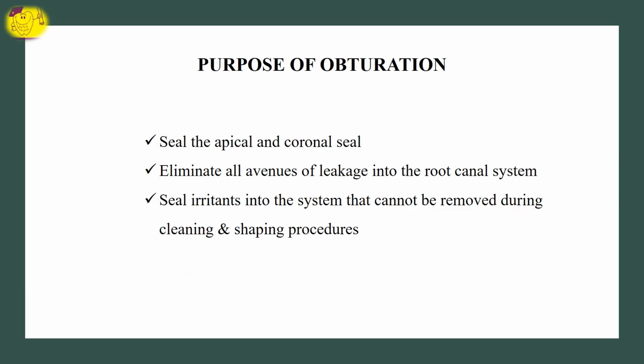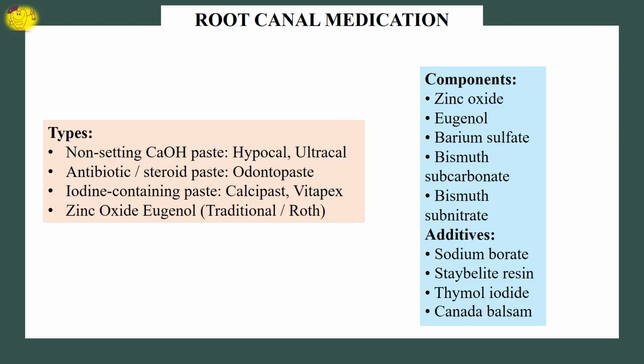Let's see the purpose of obturation. Number 1 is to seal the apex and the coronal part of the canal, eliminate all the avenues of leakage into the root canal system, and seal the irritants into the system so that they cannot be removed during the cleaning and shaping procedures.